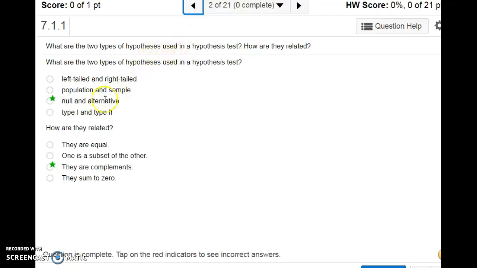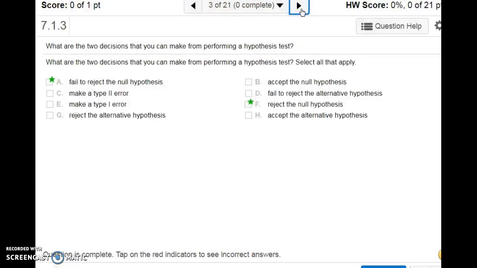We always have two tests, the null and the alternative, and they're complements of each other, which means everything is covered between the two of them. If one is greater than or equal to, the other one is less than. So every number is covered between each other. They're each other's complement. And there's always two decisions that we can end up making.